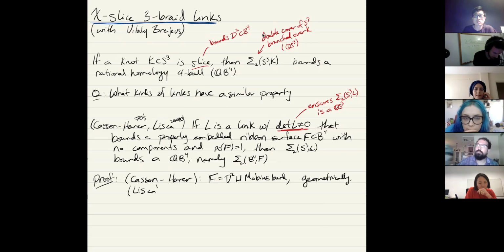Whereas the Lisca proof does this in generality. It's for any kind of surface of Euler characteristic 1. And this really just uses homology arguments.